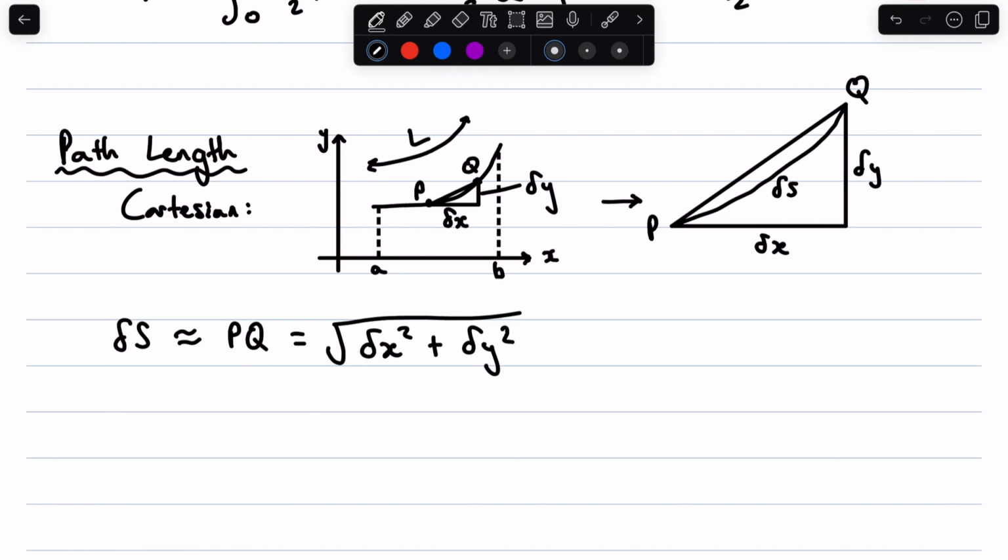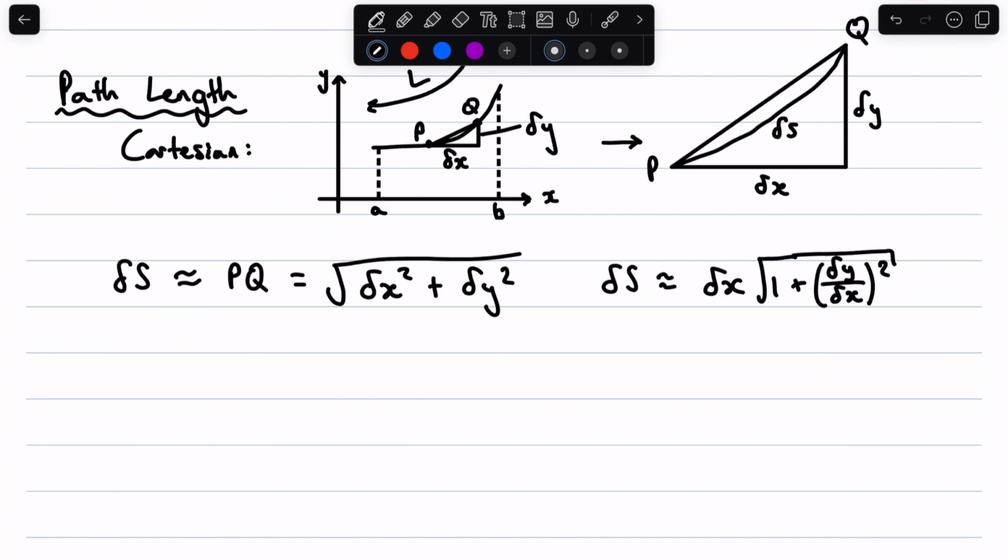And so what we can say from this is that delta s approximately equals, if we take a factor of delta x out of this square root, delta x times the square root of 1 plus delta y over delta x squared.